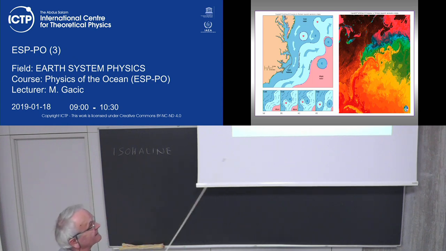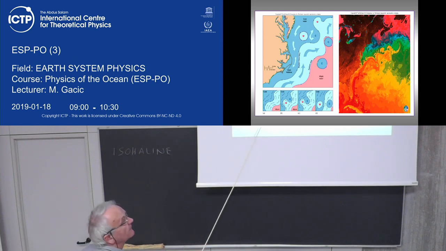And you can see that this is the picture, the scheme of the Gulf Stream, which is not a simple river in the ocean. It is of rather complicated shape and rather complicated structure.